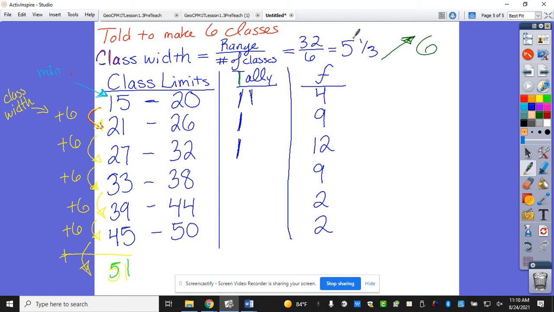How many people have a graphing calculator with them today? Wait, how many people do not have a graphing calculator with them today? Okay, I'm not going to do the calculators. Bring it tomorrow, or I'll have my calculators ready tomorrow. We have to start using calculators then.